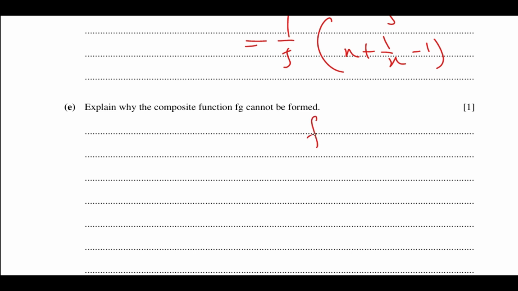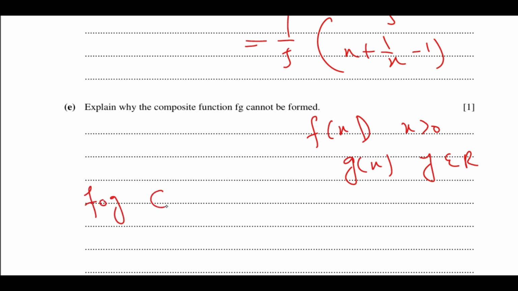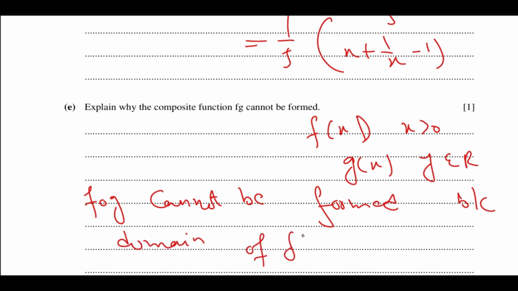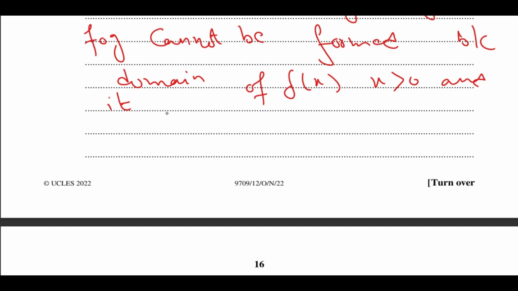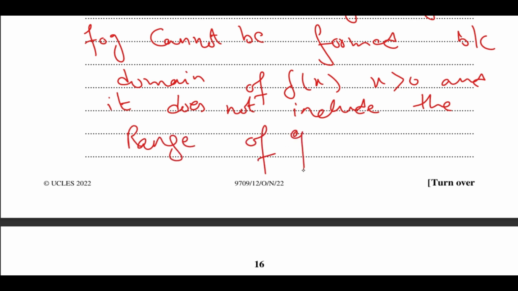Well, the reason for this: f of x has the domain of x greater than 0, and g of x has the range y belongs to R, whose range belongs to R. So we will write f of g cannot be formed because the domain of f of x is greater than 0, and it does not include the range of g of x, as y belongs to real numbers.